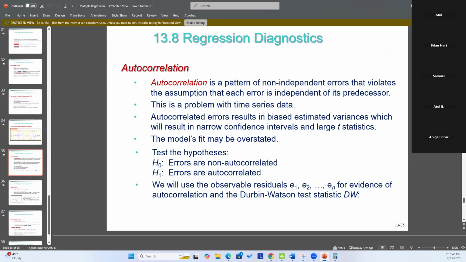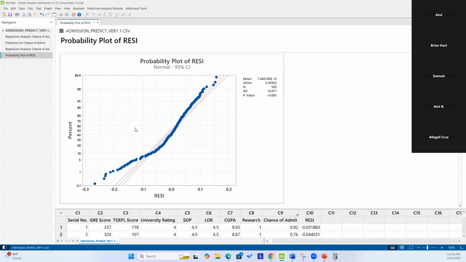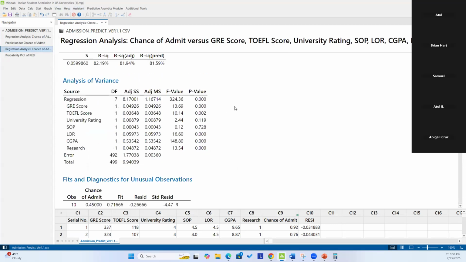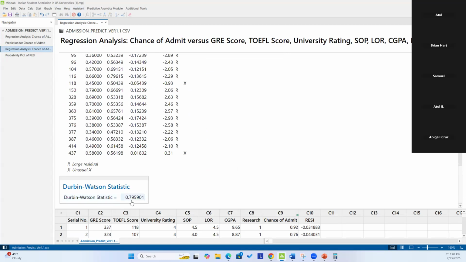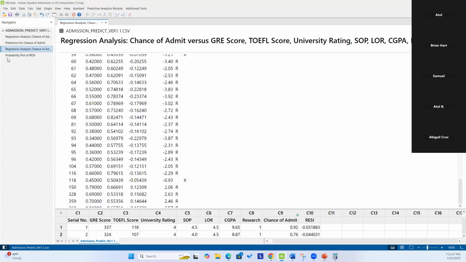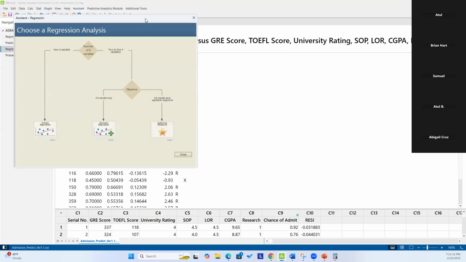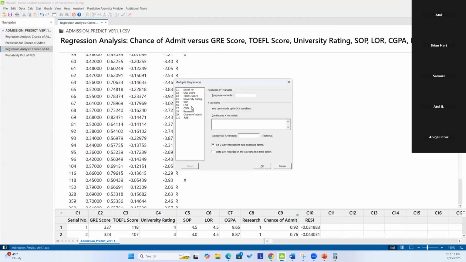So let's look into our Minitab, all these things. We looked into this part. Now let's look into other things. We did the Durbin-Watson test also. Here, the Durbin-Watson value is coming this, which is less than 2. And now we go under Assistant. Under Assistant, look into regression, multiple regression. The response variable is chance of admission, and these are the rest of the items.